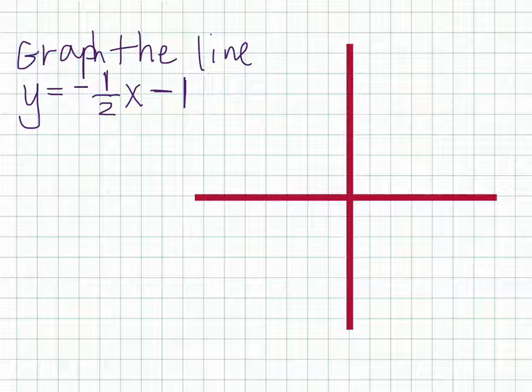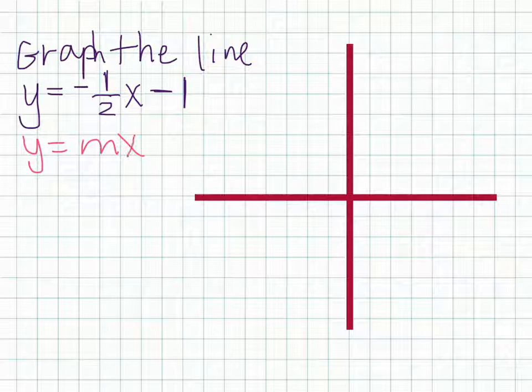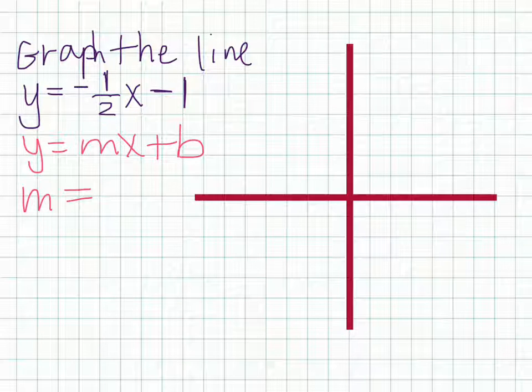Okay, here we are going to graph the line y equals negative 1/2 x minus 1. One of the important things to point out here is that this is already in slope-intercept form, which you remember is y equals mx plus b. Since this is already in slope-intercept form, we don't need to put it in slope-intercept form.